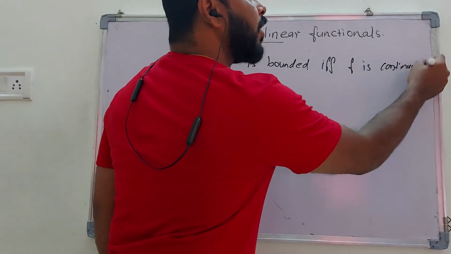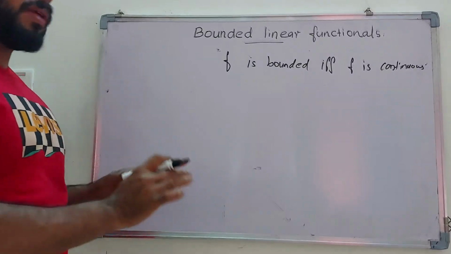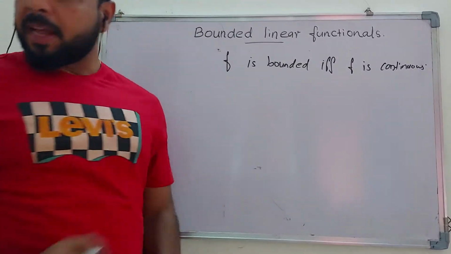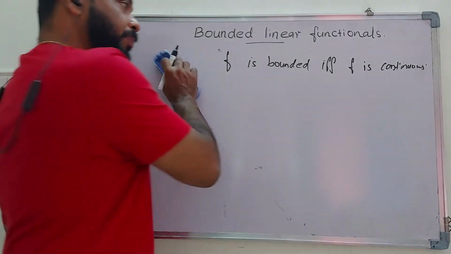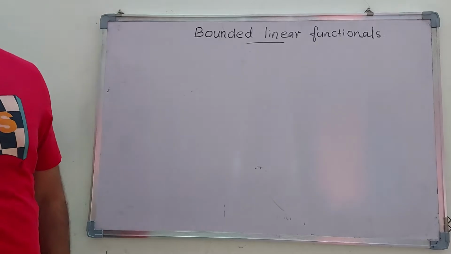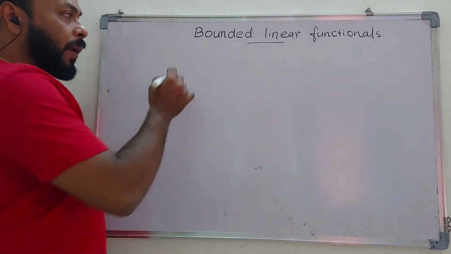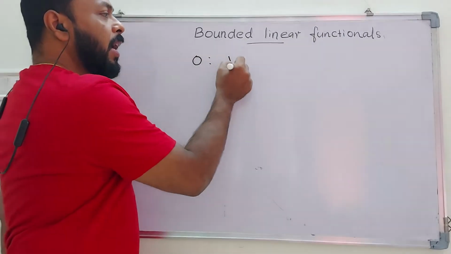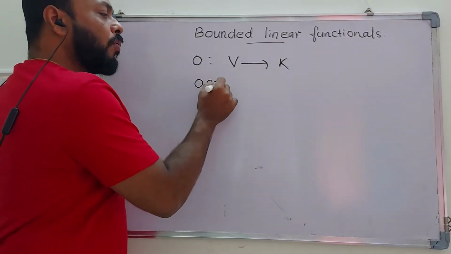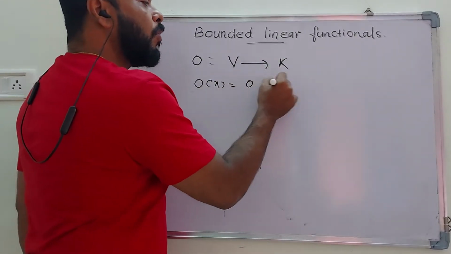Instead of a linear operator, we have to replace the linear operator T by the linear functional f. The proof will be exactly the same as this. And corresponding to linear functionals, we know the zero operator, zero from a vector space V to K defined as 0 of x equal to 0 for all x.